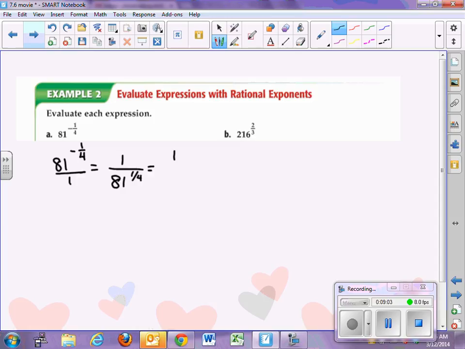Next, I'm going to change it to radical form. This is really the 4th root of 81. I'm going to ask myself, because I think we're smart enough to do this, what number times itself 4 times gives us 81? Remember, we're doing this in our heads so that we feel the understanding of what the 4th root is. We have to really make sure we get it. So the 4th root of 81 is 3. This ends up being 1/3.